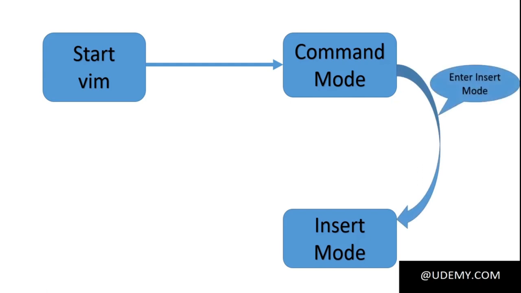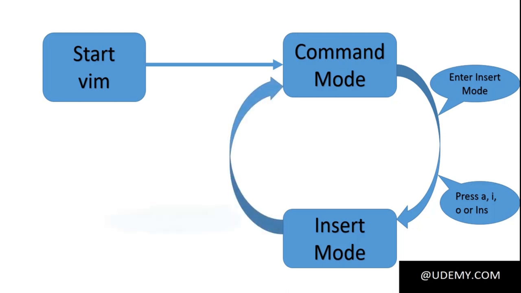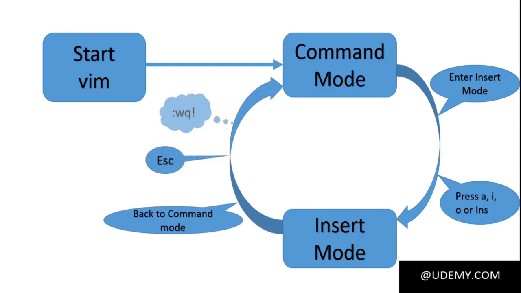You can get into insert mode by using a, i, o or the insert button from your keyboard. a stands for append, i stands for insert, o is to open a new line, and the insert key is the same as i. After getting into insert mode, you can type whatever you want. And then you need to get back to command mode by pressing the escape key. After pressing the escape key, you need to type colon followed by wq and an exclamation mark. There is no particular reason behind using colon, but yes, w stands for write and q stands for quit. And the exclamation mark is to force the system, so it doesn't ask me anything and just does it. Well, wq is the same as the save and exit feature in Windows.